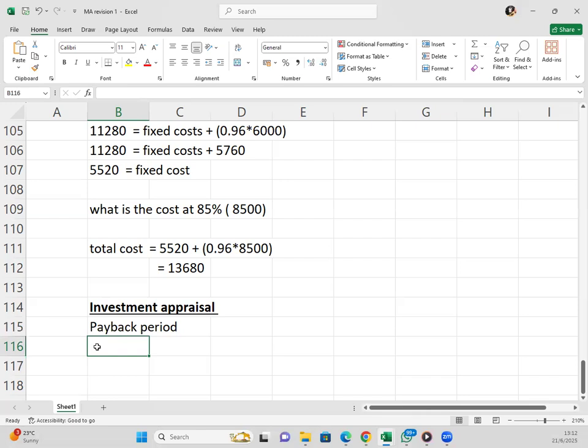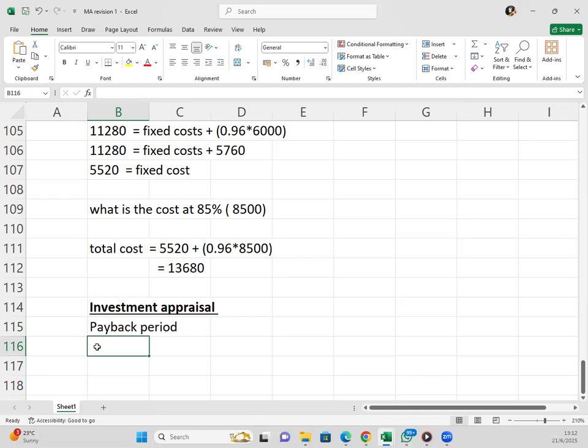So with the payback period, I would prefer a project with a short payback. I invest the money in the morning, then in the afternoon, I already have it back. So the payback period is the period you take before you can recover your initial investment.